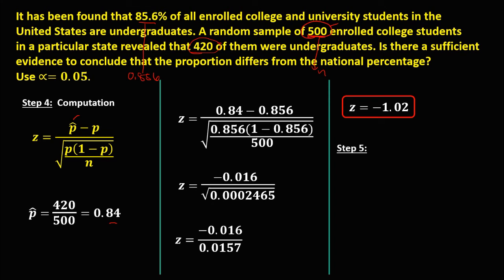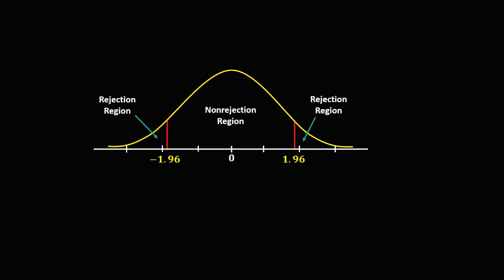Then for the implication, since z is equal to negative 1.02, and z is negative, we're going to use the negative critical value, negative 1.96. And this negative 1.02 is greater than negative 1.96. From the rejection region, from this area we reject the null hypothesis, and also from this area we reject the null hypothesis, and on this area we accept the null hypothesis.